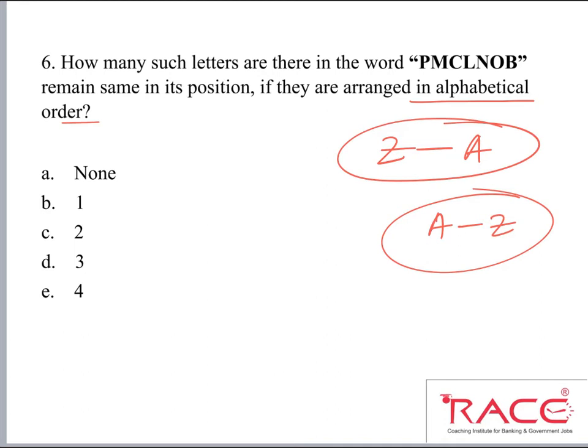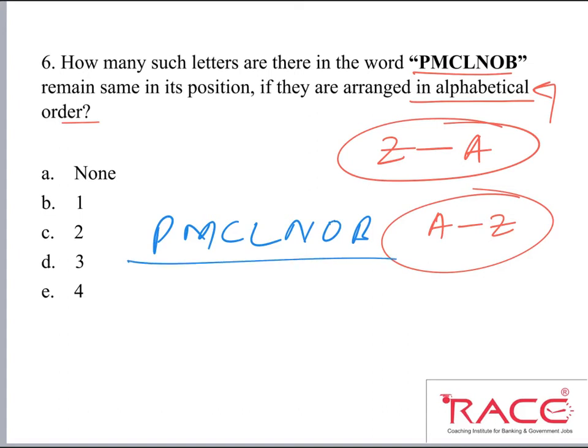So before solving each and every question, read the instruction very carefully. In this question they are asking us to arrange the given word in alphabetical order. Again we will use the concept of place value, because we are very comfortable with numbers. When you become comfortable with the alphabet, there is no need to use that concept, but for beginners it is very important. So first let's write down the letters of the given word: PMCLNOB. So this is the word.